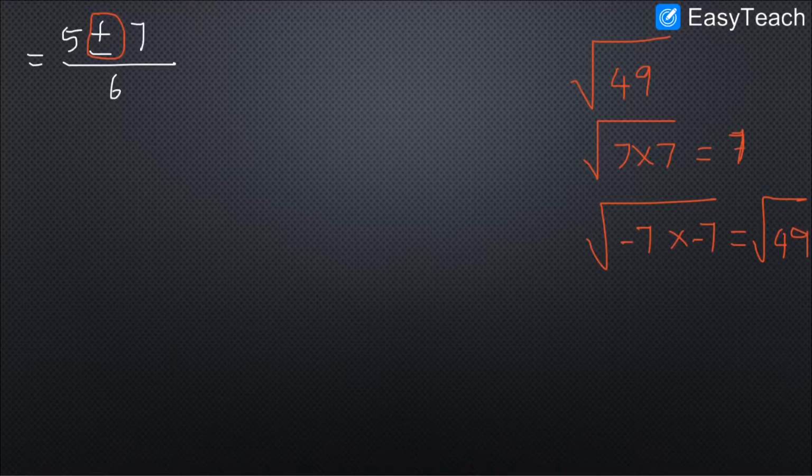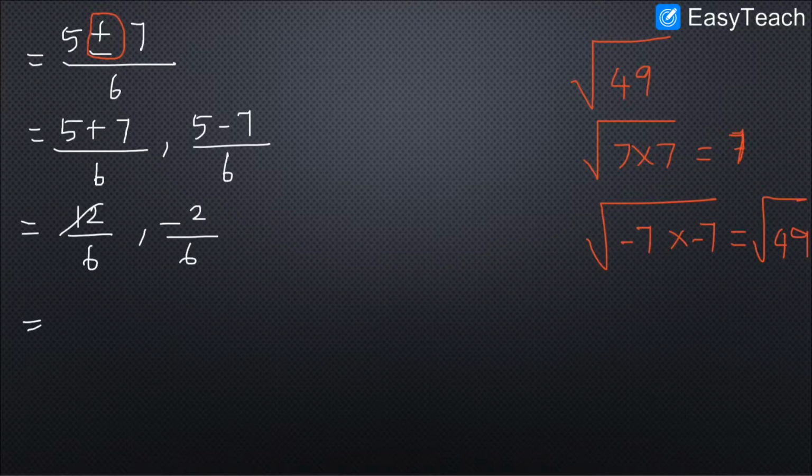Okay, let's move on to our problem. So we can write 5 plus 7 by 6 as one value and 5 minus 7 divided by 6 as the second value. So 12 by 6 and minus 2 by 6, and the next step, 2 comma minus 1 by 3.